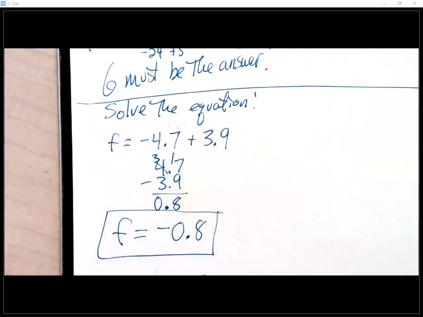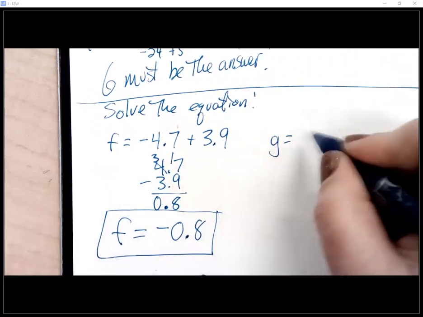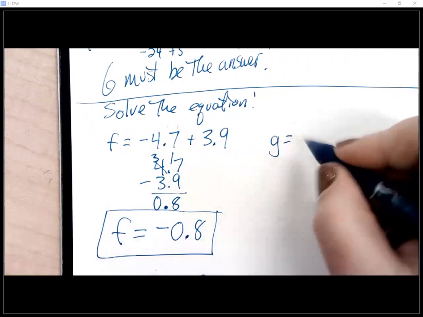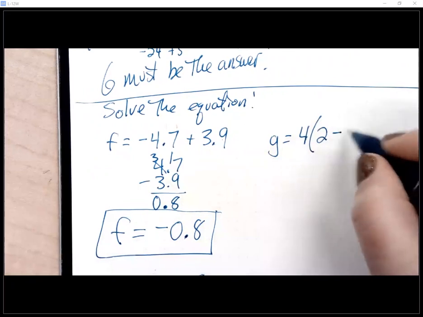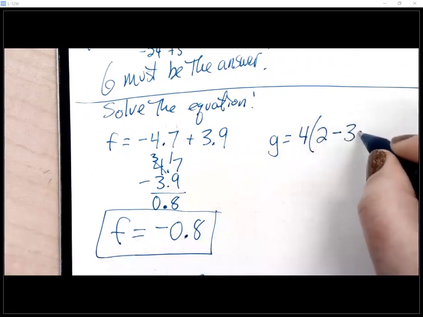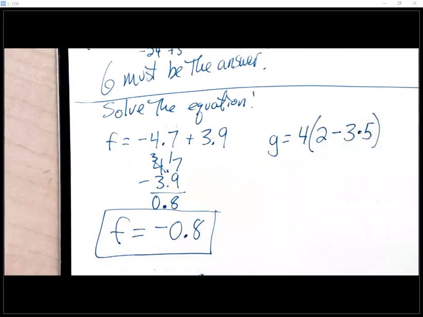Okay, let's try one a little bit tougher. How about if I did something like G equals 4 times (2 minus 3 times 5). We've got a little bit of order of operations going on here.